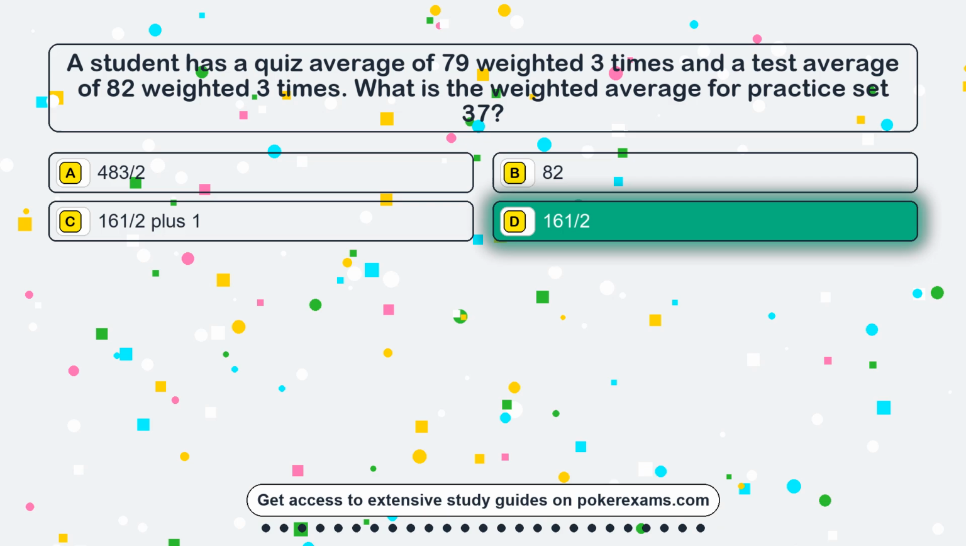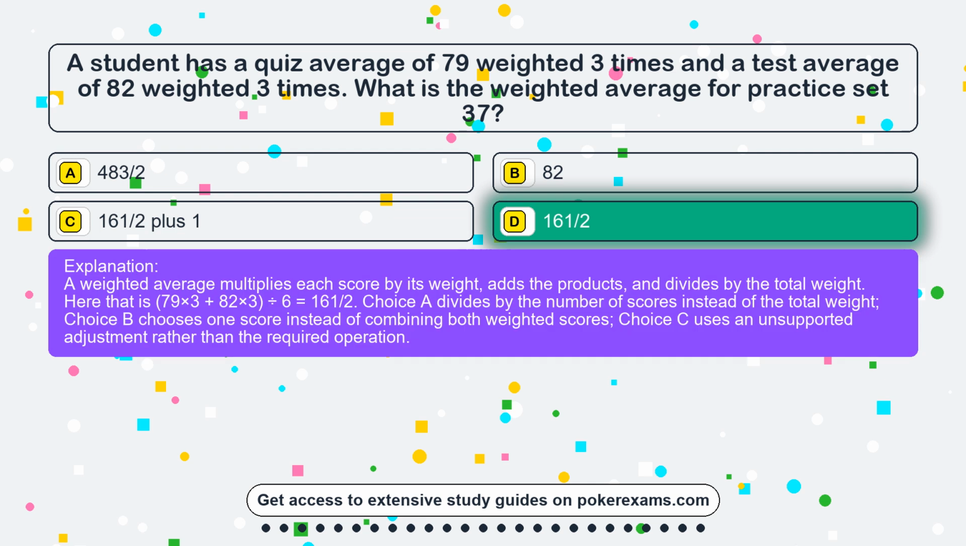The correct answer is option D. 161/2. A weighted average multiplies each score by its weight, adds the products, and divides by the total weight. Here that is (79 × 3 + 82 × 3) / 6 = 161/2. Choice A divides by the number of scores instead of the total weight, choice B chooses one score instead of combining both weighted scores, choice C uses an unsupported adjustment rather than the required operation.